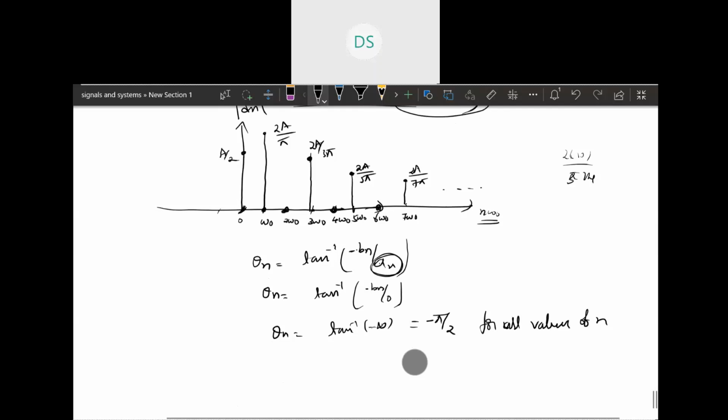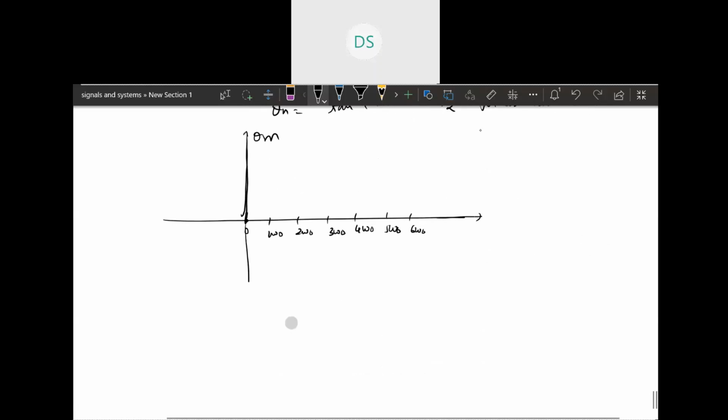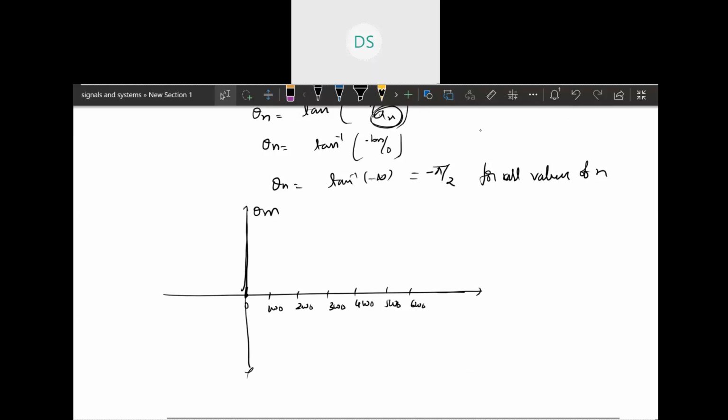You can draw the magnitude spectrum or the phase spectrum also. So for the phase spectrum, it will be theta n against 0, 1 omega naught, 2 omega naught, 3 omega naught, 4 omega naught, 5 omega naught, 6 omega naught, and so on. For all the values of omega naught, what is the answer? Minus pi by 2. So it will be minus pi by 2, on this side.